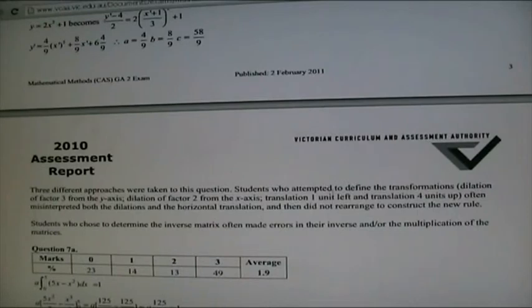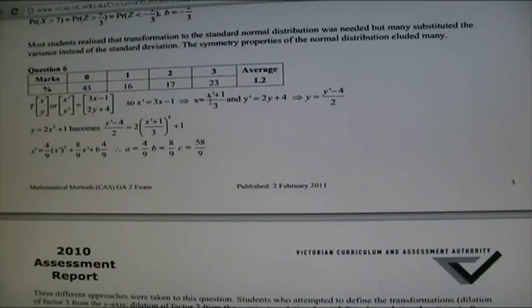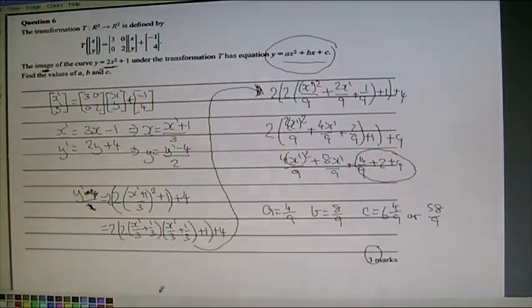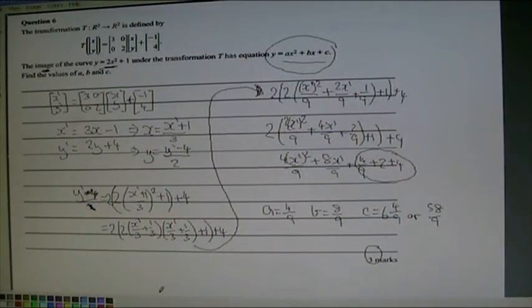Students who attempted to define the transformations often misinterpreted both dilation and horizontal translation, then did not rearrange to construct a new rule. Students who choose to determine the inverse matrix often made errors. So basically just saying there's a few errors there. What was the average out of interest? Out of 3 marks, 1.2 was the average, so not done too well. Now I did mention 3 different types of methods to do this. I chose the method that I've shown you here, and this is probably the safest method.